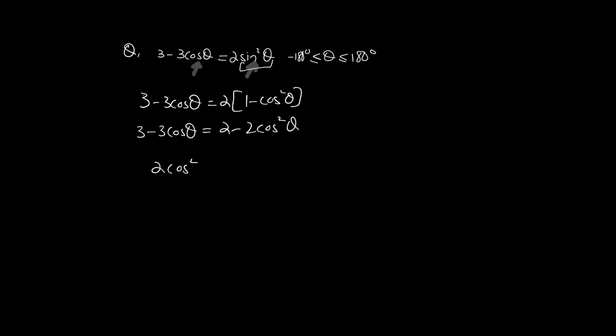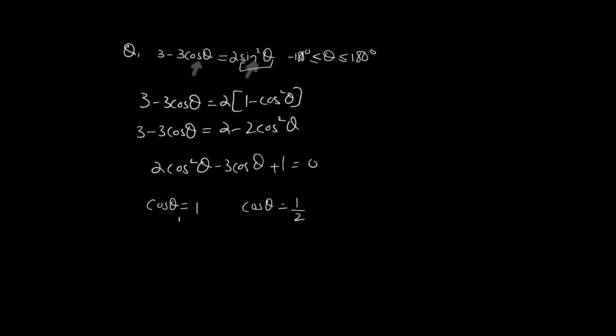2 cos square theta minus 3 cos theta plus 1 equals 0. Hence it's a disguised quadratic, and you can solve this quadratic equation by factorization, or you can use the quadratic formula. So the values of cos theta would be 1 and 1 over 2.